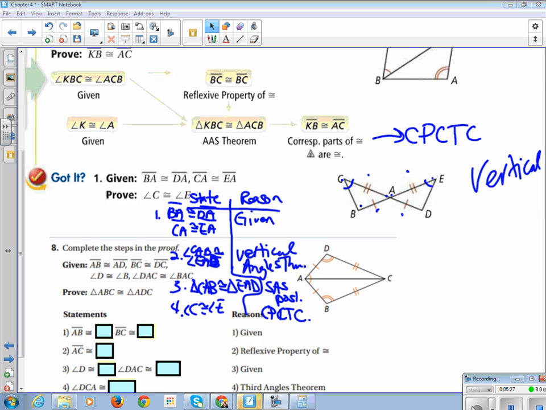Angle B is congruent to angle D. Side CB is congruent to side EB. I can say all that stuff because I've proven my 2 triangles are congruent.